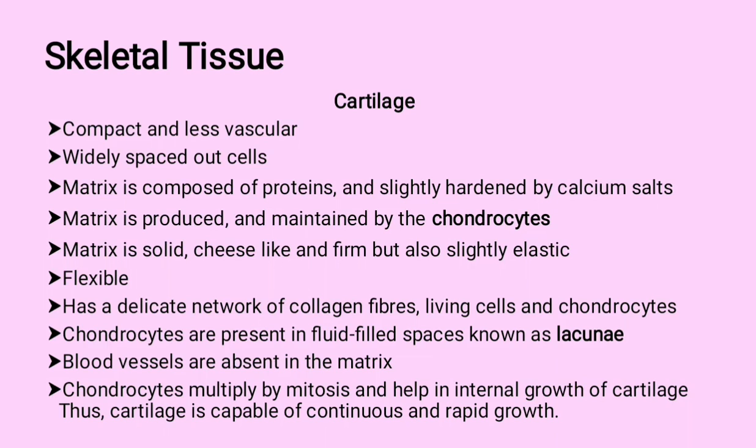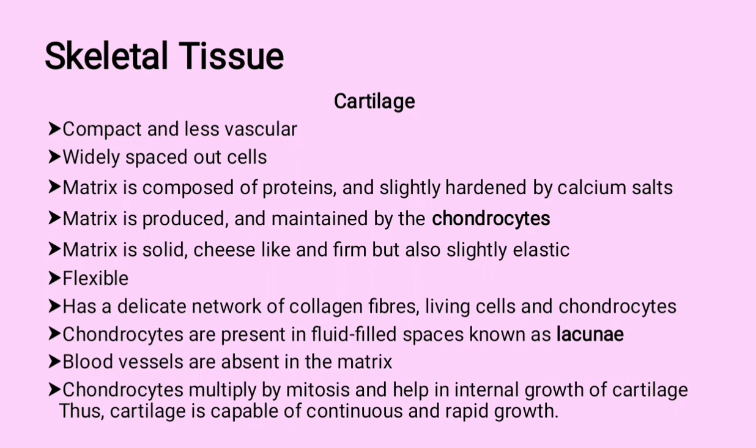So the cartilage is a specialized connective tissue which is compact and less vascular. It has widely spaced out cells. Its extensive matrix is composed of proteins and is slightly hardened by calcium salts. Its matrix is produced and maintained by the chondrocytes. Matrix is solid, cheese-like and firm but also slightly elastic. This accounts for its flexible nature.